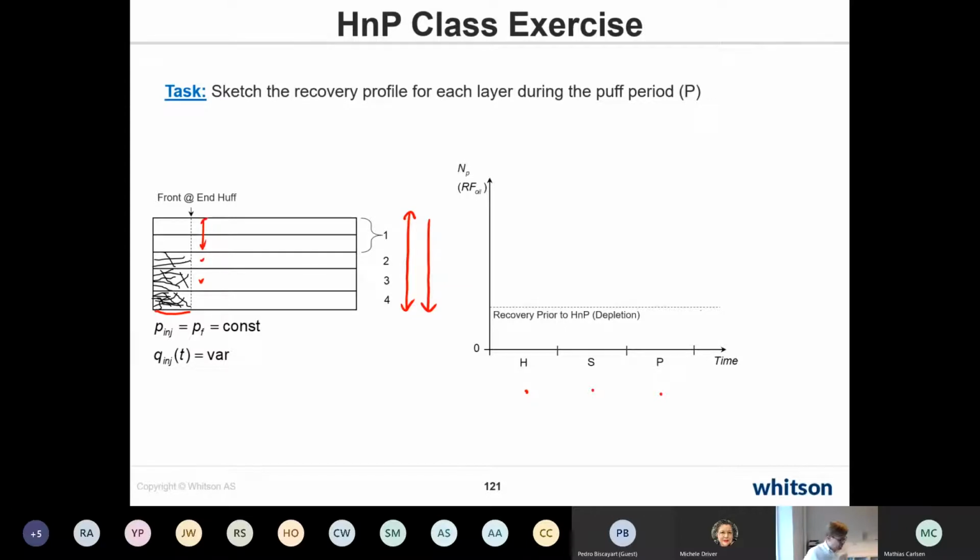Anything to add here, Stian? No, not really. Just to emphasize the point here, the point is to draw the production from each layer individually. Where you think it is. So 4 different lines. That's what we need on this plot.